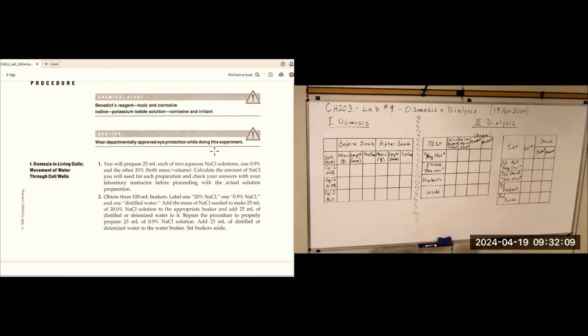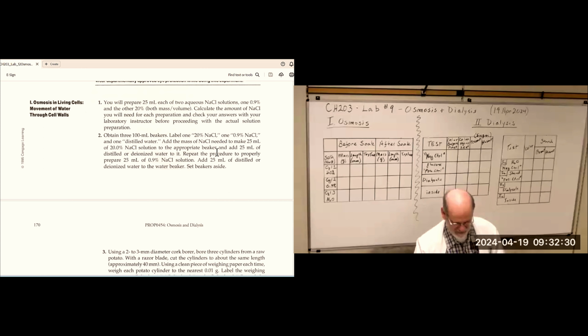Sodium chloride. Yep. Hey, that's coming up. That's what we're doing right now, making the solutions. Might be easier. So I would set my beaker in there and zero it out.